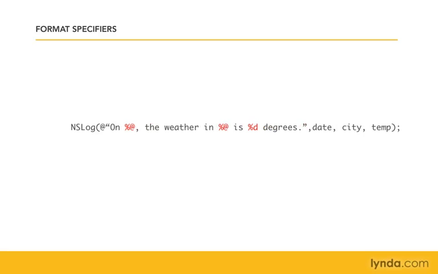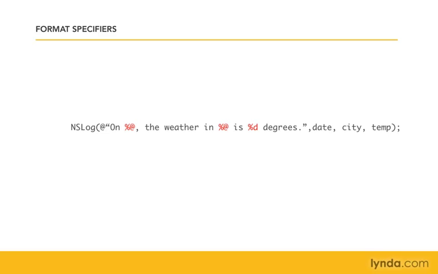Now, why is this? Why do I use the @ for two of them and d for one? Well, it's because the %@ is the placeholder, the format specifier for an object. An NSDate is an object and an NSString is an object. So I use that for both. And then %d is what I use when I want to replace that with an integer.